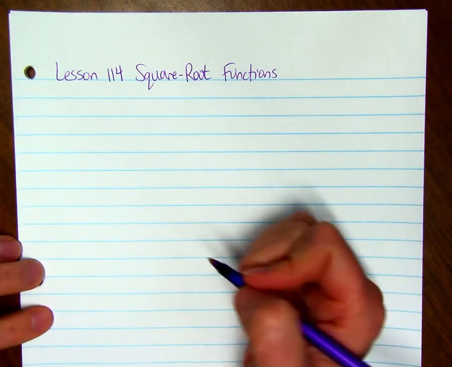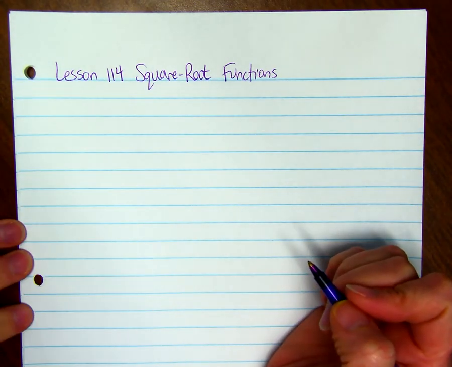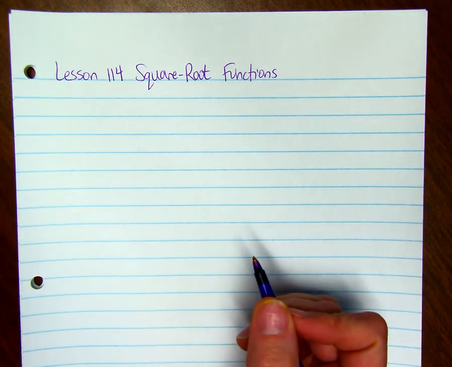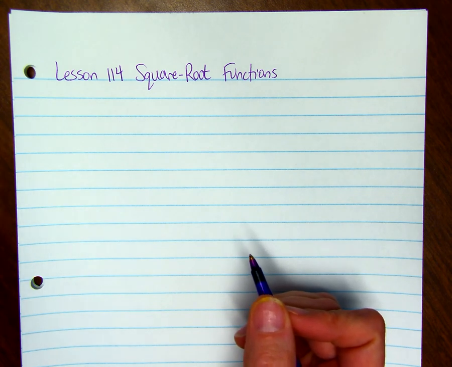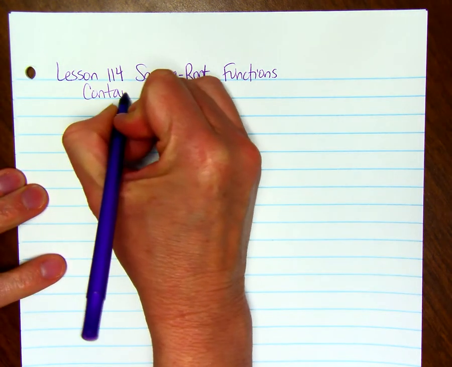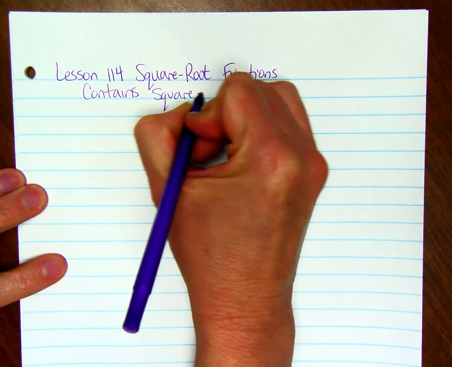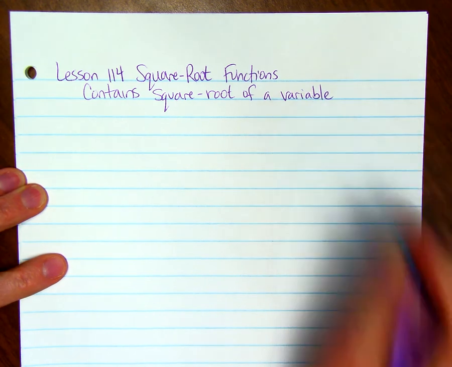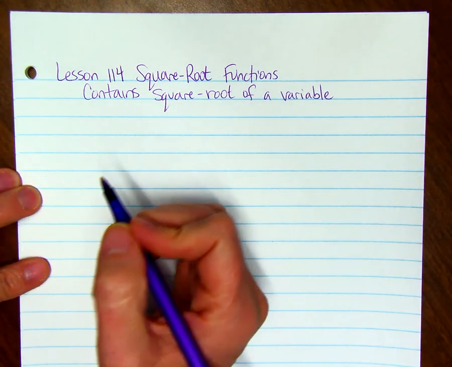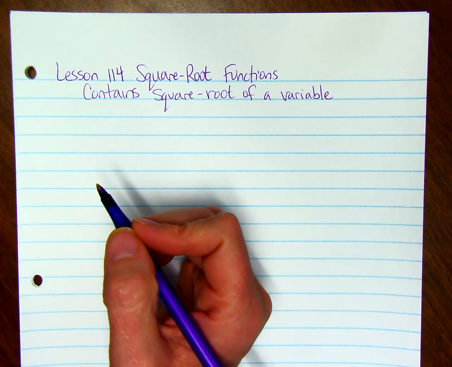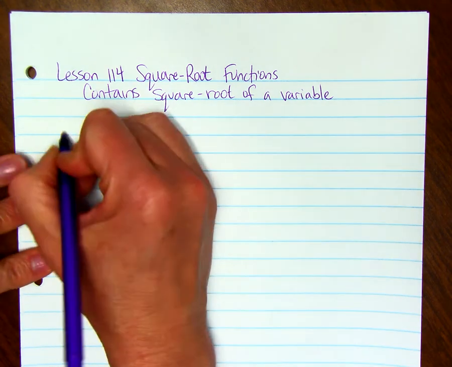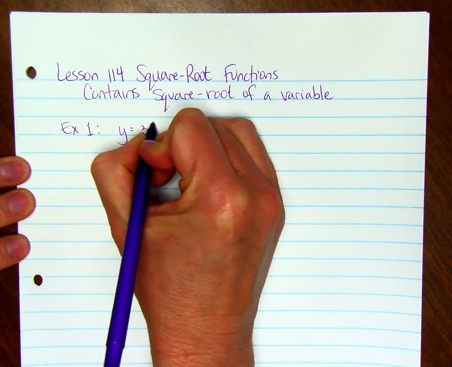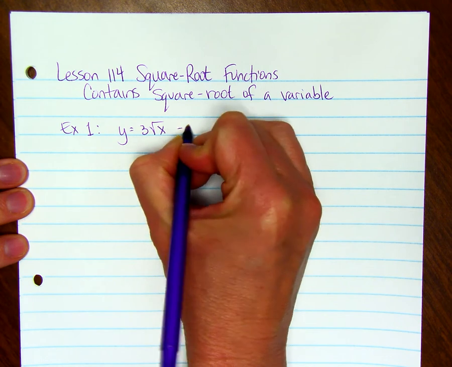Lesson 114, graphing square root functions. Now, a square root function is just a function that contains the square root of a variable. We'll just show you an example really quick. So example 1, y equals 3 times the square root of x minus 2.